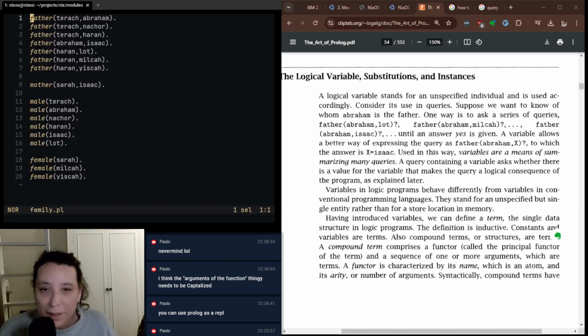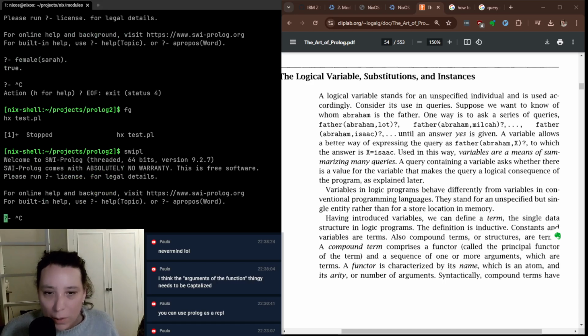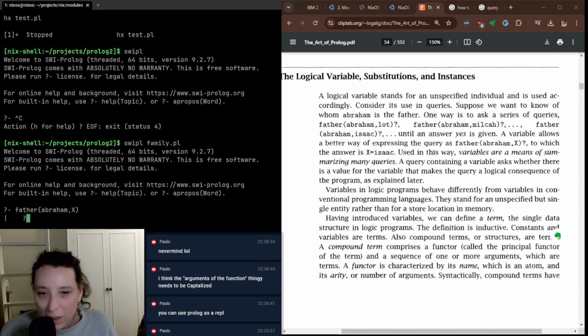So you can see here that Abraham is the father of Isaac, right? So if we put x in here, then it should tell us Isaac. How do I do this? Isaac, right? Oh, I have to tell it which program to use. Family. And then I do father Abraham, comma x. Maybe like this? Question mark?